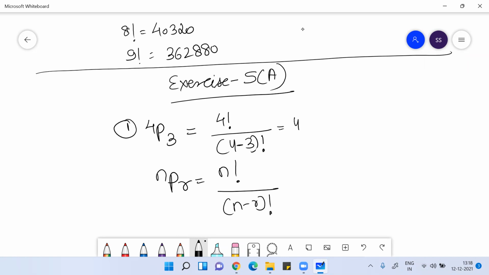It means 4 factorial by 1 factorial. You can write 4 into 3 into 2 into 1 factorial by 1 factorial. This is equal to 24. Are you getting this, guys? Exercise 5A, question number 1. Can you see this?